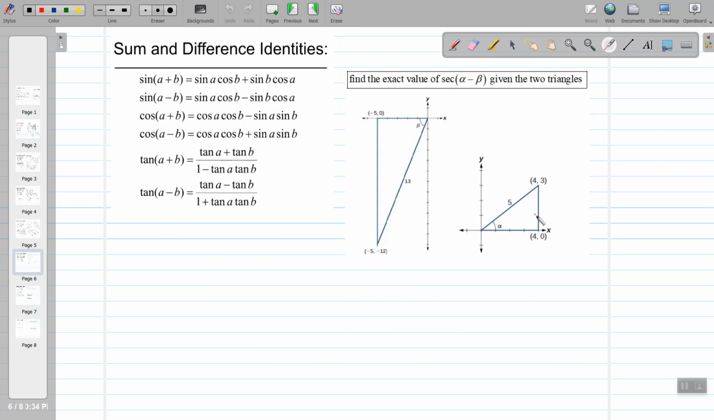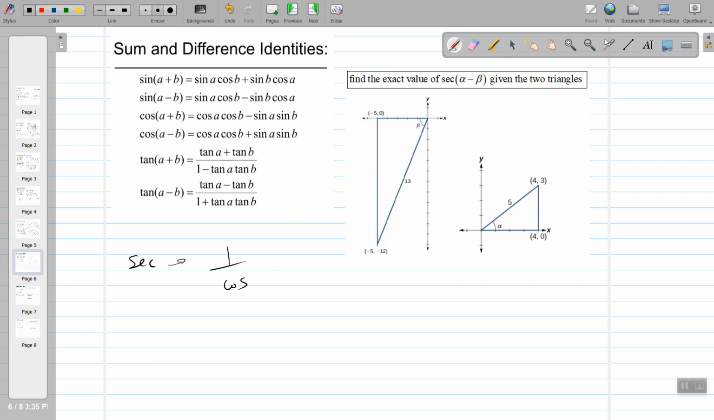All right, last one for your sum and difference. For this one, notice you're trying to do secant. At first, that might bother you because, as you can see, you don't have a secant here anywhere. But remember, secant is related to one of your functions over here. Secant is the same as 1 over cosine.